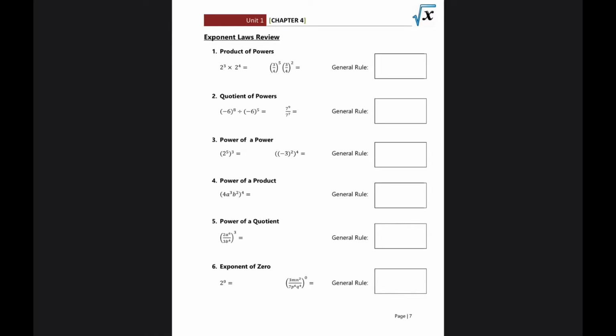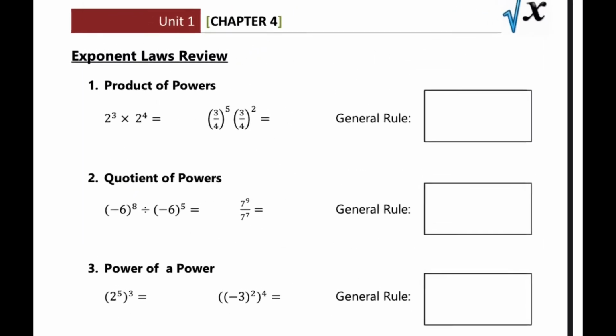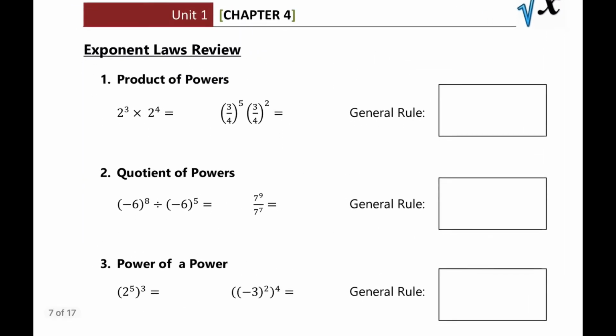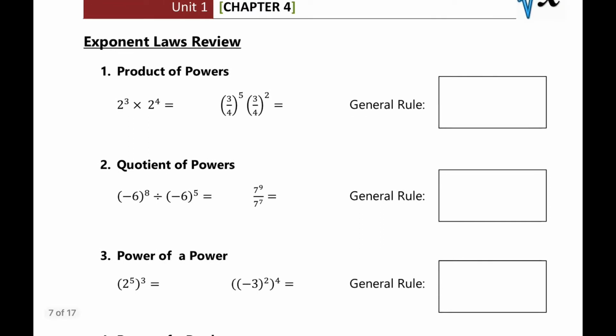All right, let's go over exponent law before we go into 4.2, the integral exponents. All right, so number one, product of powers. When you're multiplying two powers with the common base, in this case the base is 2, we just need to add the exponents. So 3 plus 4, which is 7.